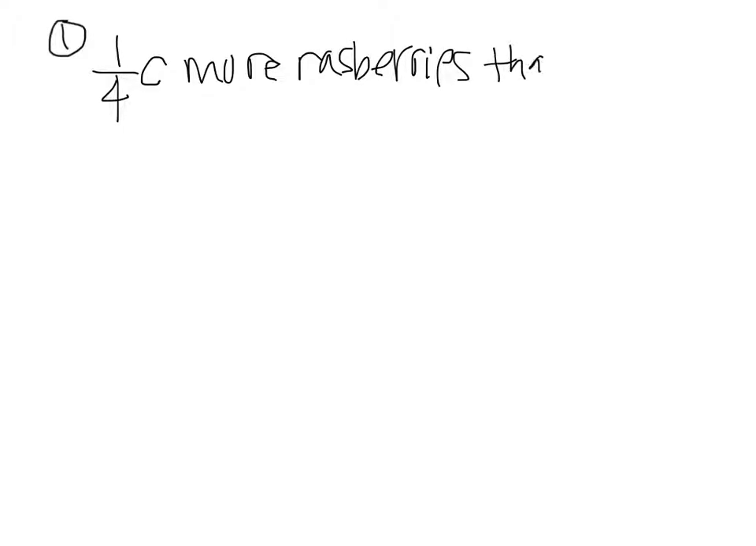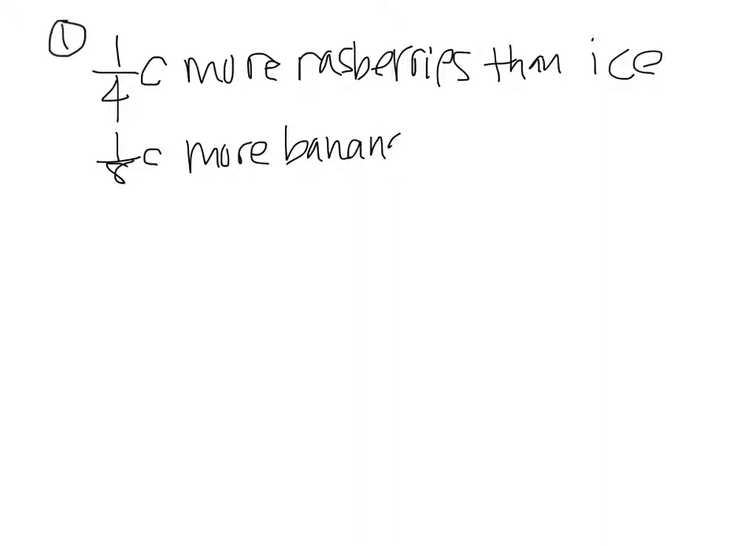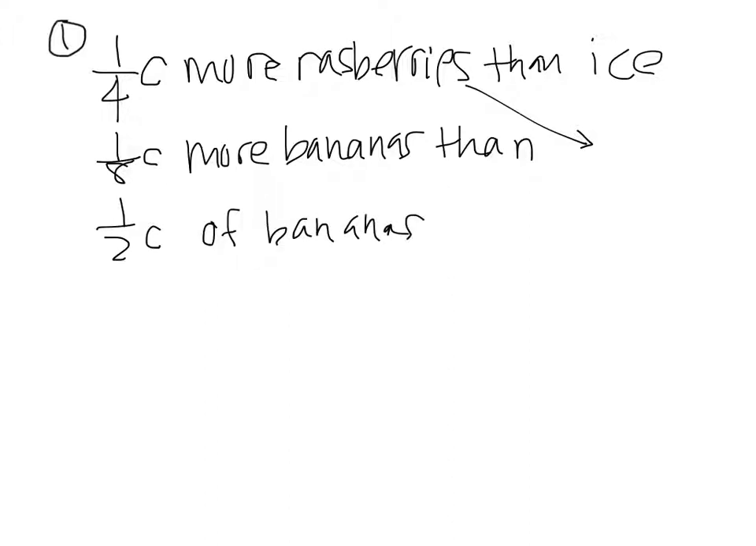Sonia and Adam need ice for their fruit smoothie. They have 1/4 cup more raspberries than ice. They have 1/8 cup more bananas than raspberries. They have 1/2 cup of bananas. How many cups of ice do they have? That's what we're trying to figure out. What is our given information? What do we know? What did they give us?